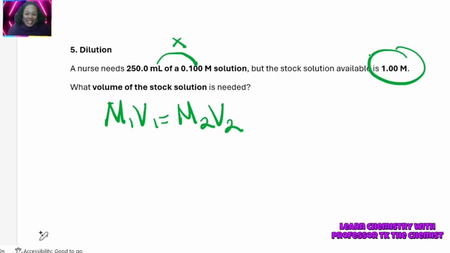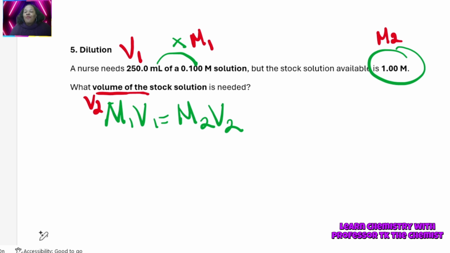I'm going to say it again. When you see a problem like this and you see the word of, that means they go together, and you're going to multiply those two and divide by what's left over. In this case, just FYI, this is the first volume reading, V1. That is your first molarity reading, M1. This is your second molarity reading, M2. So what you're looking for is V2.